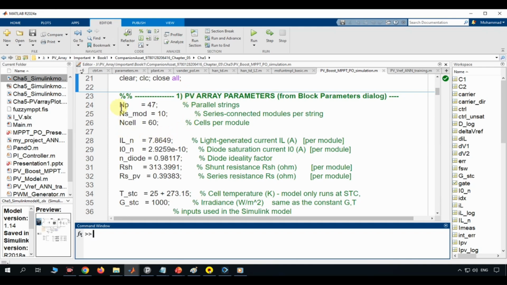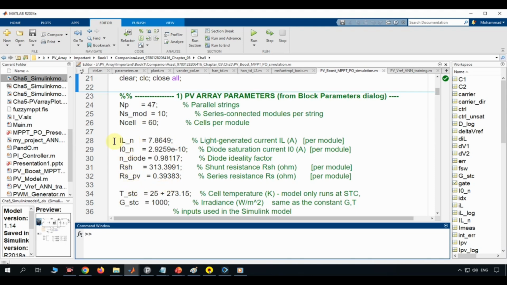We start with the topology of the array. It is made up of parallel strings, NP equals 47, and each string has ns_mod equals 10 modules in series. Each module has in cell equals 60 cells.